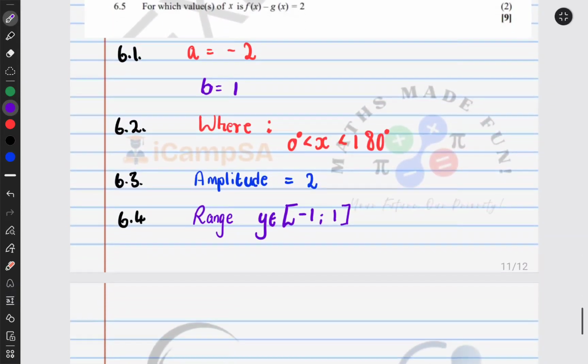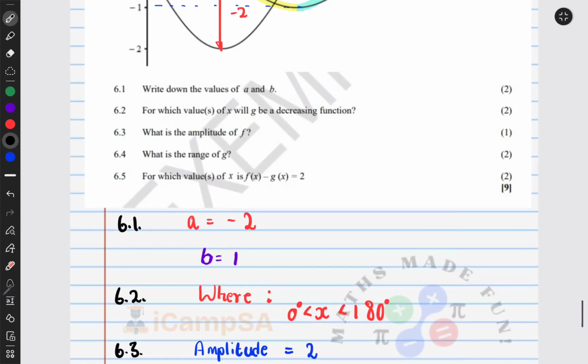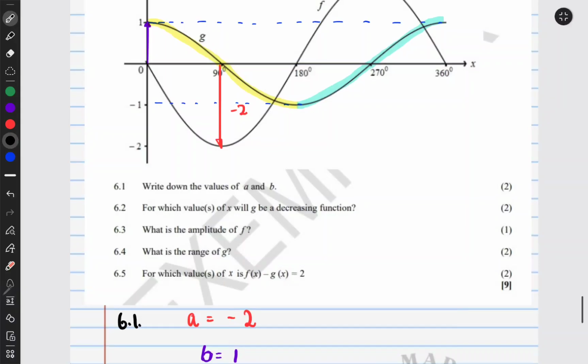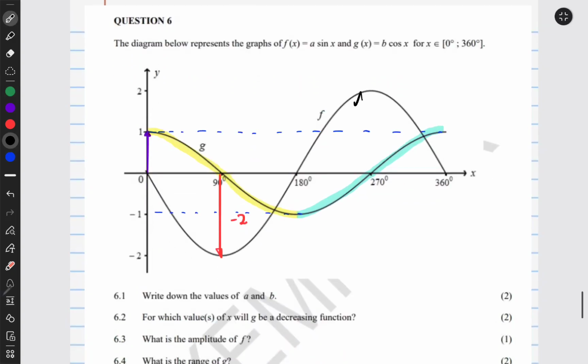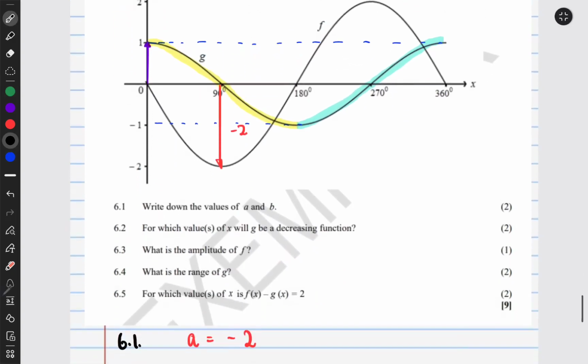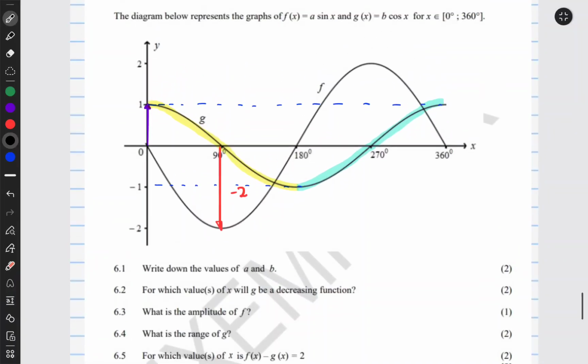And then next, for 6.5, for which values of x is f(x) minus g(x) equal to 2? What is f(x)? f(x) is the sine function, this one. So that function minus g(x) equals 2. Let's start there at 90. At 90, f(x) is -2, and g(x) is 0. So -2 minus 0 is -2.